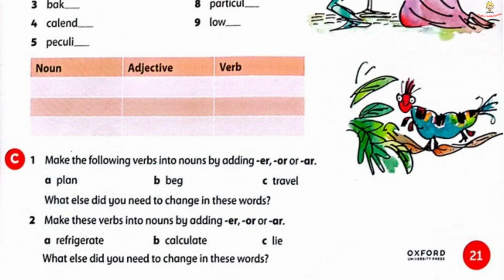Part 2. Make these verbs into nouns by adding er, or and ar. First one is refrigerate. So it becomes refrigerator. Calculate, calculator. Lie, liar. What else did you need to change in these words? So the change is the final e was dropped before adding the ending. So here the grammar part of this chapter is completed.